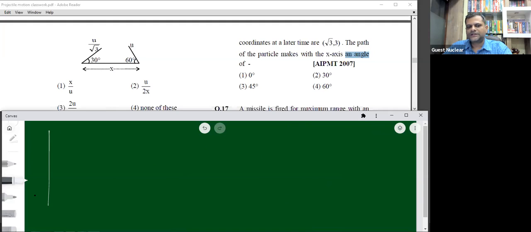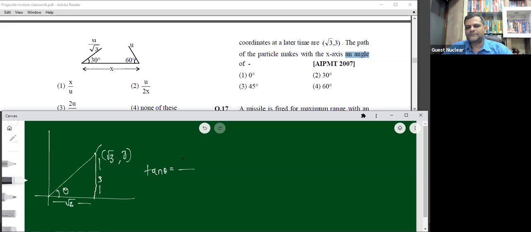See here, suppose this is the x-axis, y-axis, and suppose the particle starts from origin and moves in a straight line, and coordinates at later time are nothing but root 3 comma 3 here. So what will be the angle made by this line of particle with the x-axis? So ये angle theta हमको निकालना है. Simply we can just drop the perpendicular from this point on this x-axis here and get this distance to be root 3 and this height to be 3 only, so that we can apply the formula for tan theta in this case here.